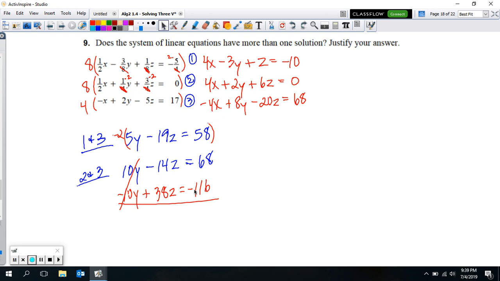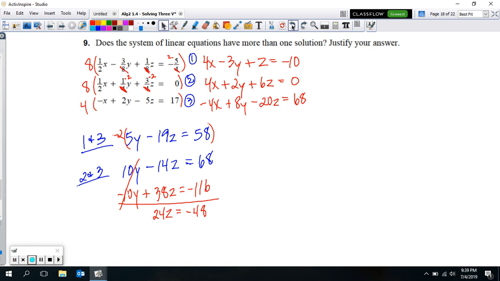So we're going to cancel out. I'm going to just write it down below here. So multiply this first equation by -2, and then just rewrite it below this 2 and 3 equation. So we can cross out the y's, and then subtract 14 minus 38, and also subtract 68 and -116. So that gives us 24z equals -48.